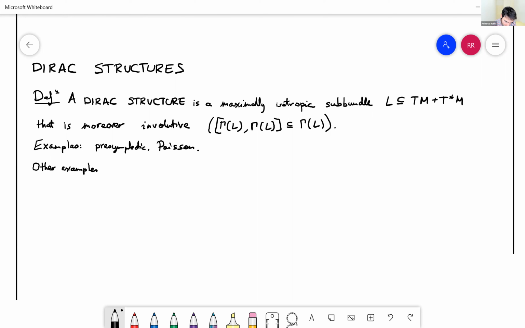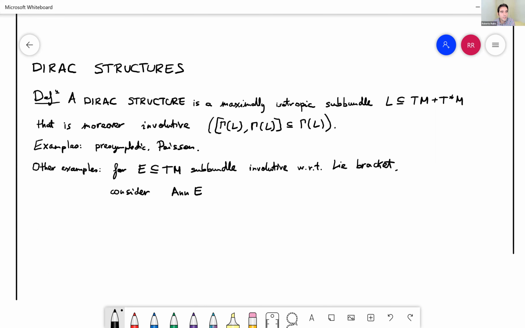Another example that I can put is to take a subbundle E, which I have to ask to be involutive with respect to the Lie bracket. Okay, so now I can consider the annihilator of this subbundle. What is this? It is another subbundle, but of forms.